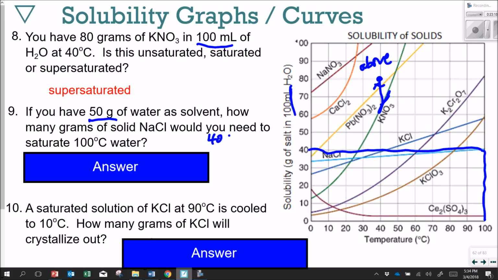So 40 grams will dissolve in 100 grams of water. So I do my proportion, 40 will dissolve in 100. So how much will dissolve in 50? And I get x equals 20. So 20 grams will dissolve.